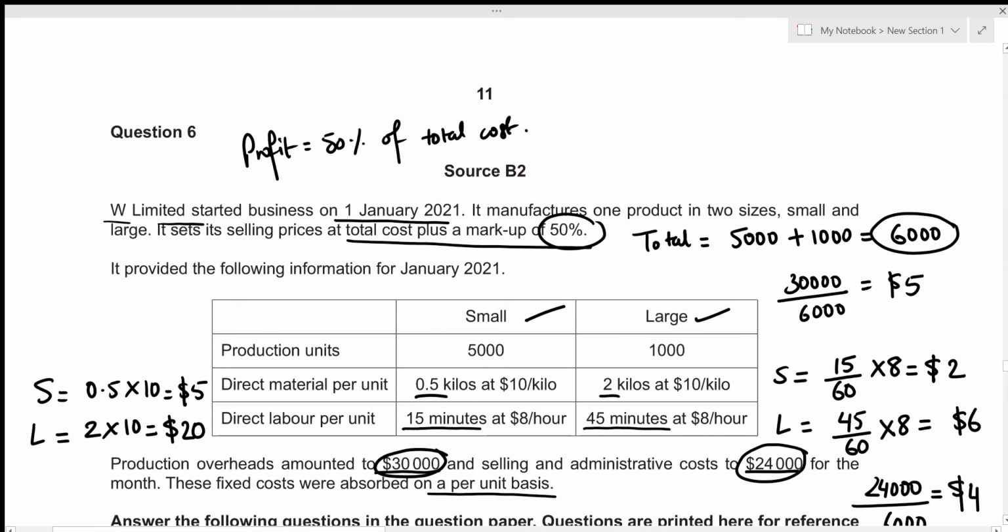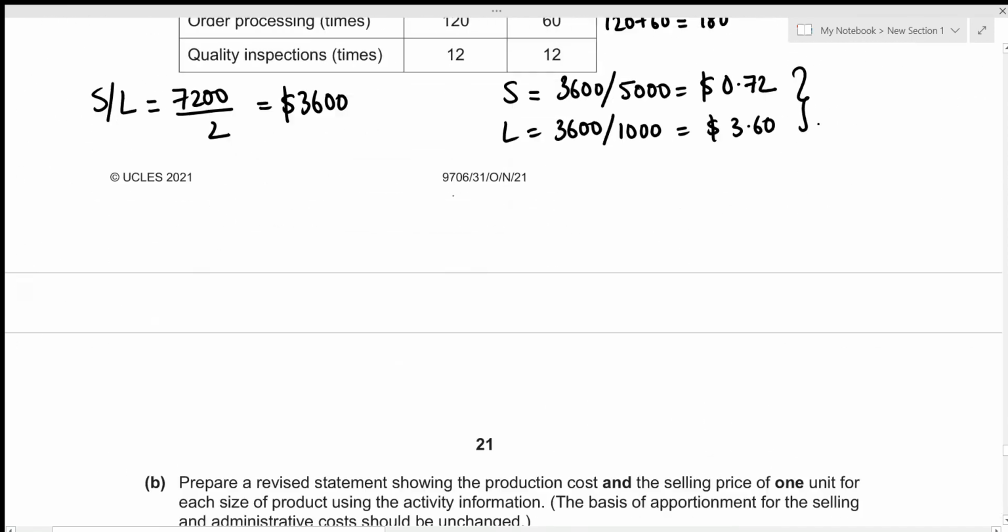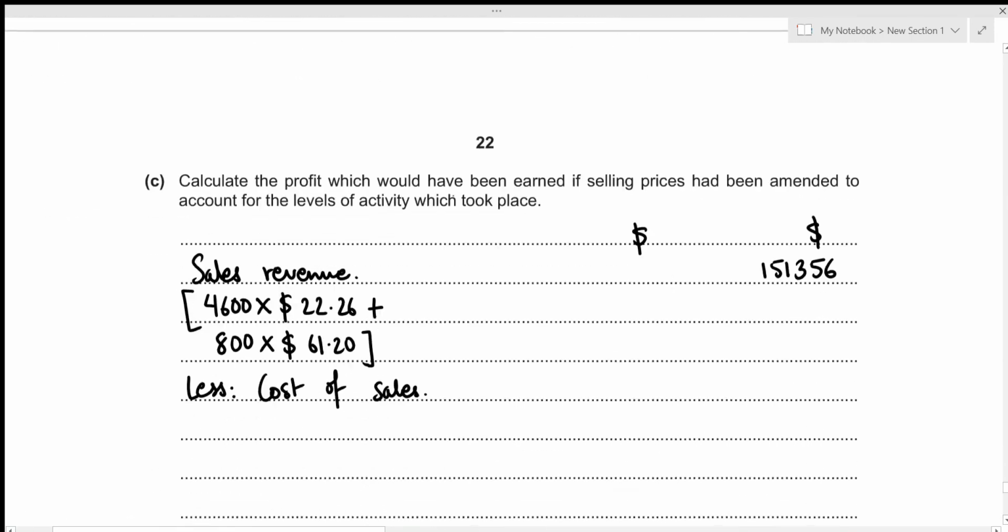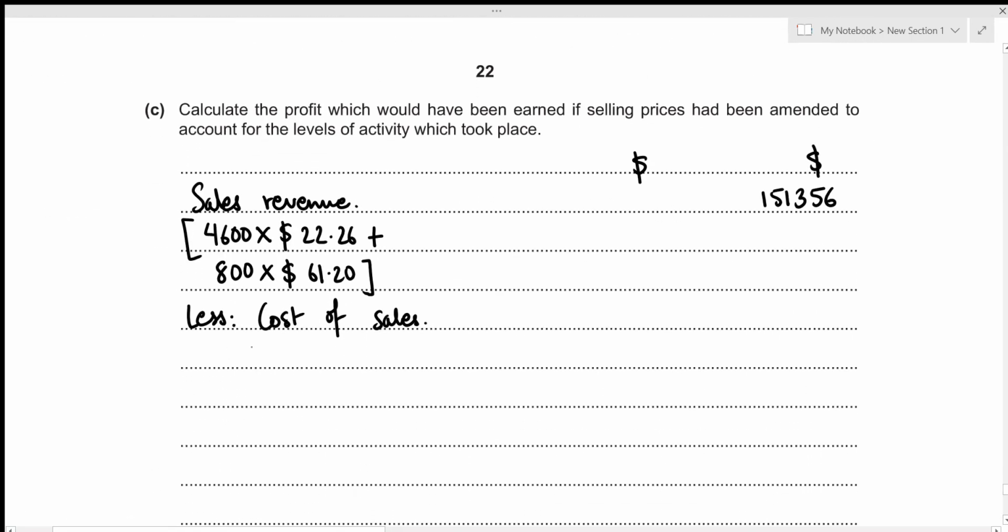Alright, so there is no opening inventory because W Limited actually started business on 1st January 2021. So this is the first year of operation, which means that there is no opening inventory. So we can directly jump to our production costs. Normally we would have recorded purchases, but since we're manufacturing our own goods, we will be recording the production costs.